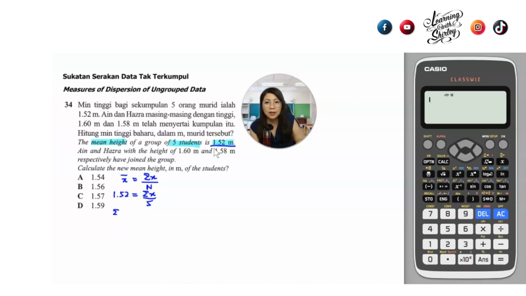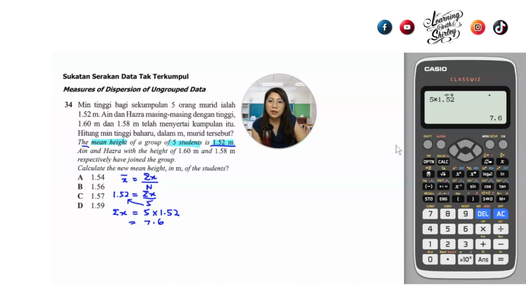So to find the total height for the 5 students, I'm going to use 5 times this one shifted over, times 1.52. So calculate 5 times 1.52. We will get 7.6. So this is the total height for 5 students.